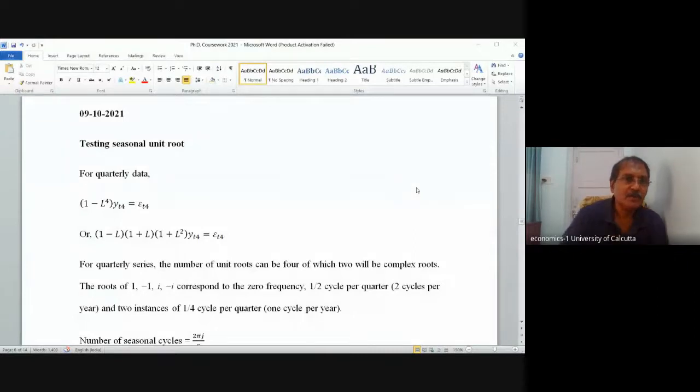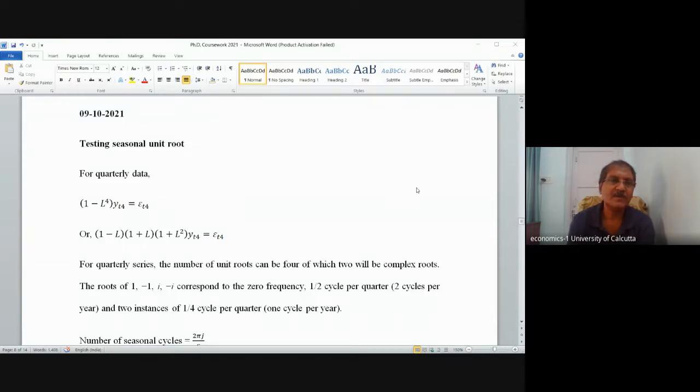Today we continue yesterday's class relating to seasonal unit root. So we have discussed the concepts of seasonal unit root and how it is different from the concept of unit root we discussed for annual time series. Now today we try to discuss how to carry out the seasonal unit root test.